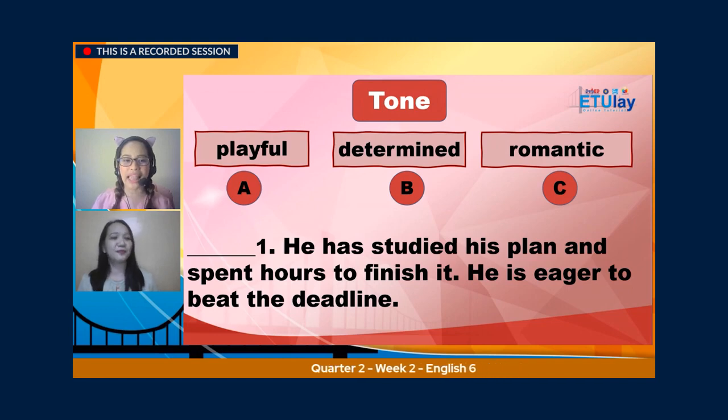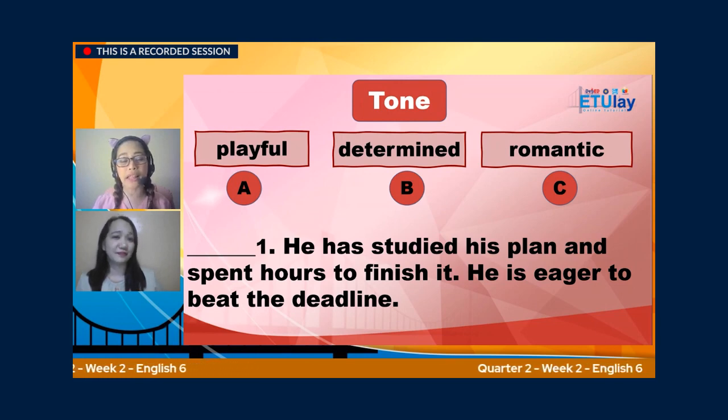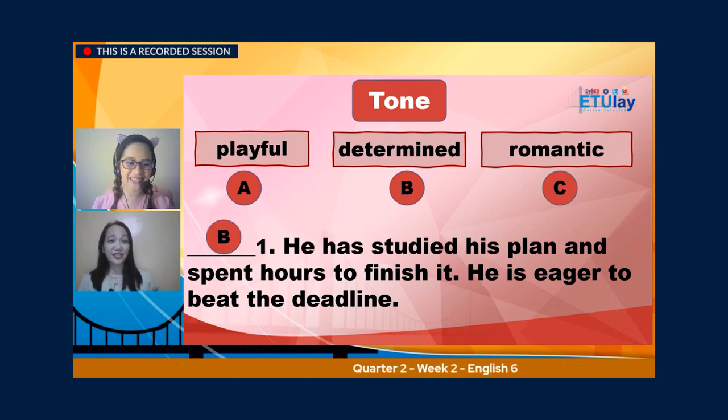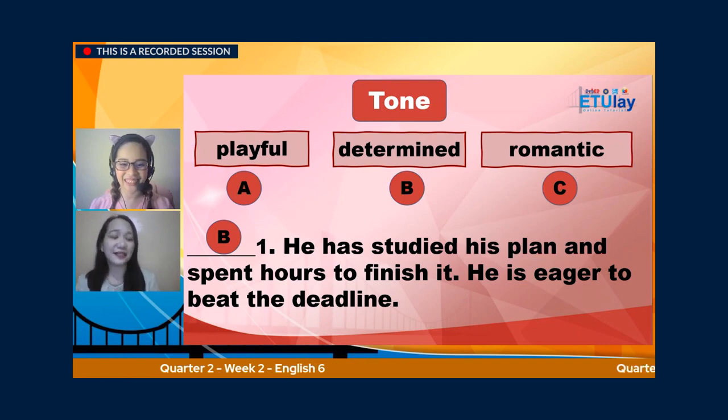Number one, he has studied his plan and spent hours to finish it. He is eager to beat the deadline. A, playful, B, determined, or C, romantic. And our answer is, of course, letter B, determined.